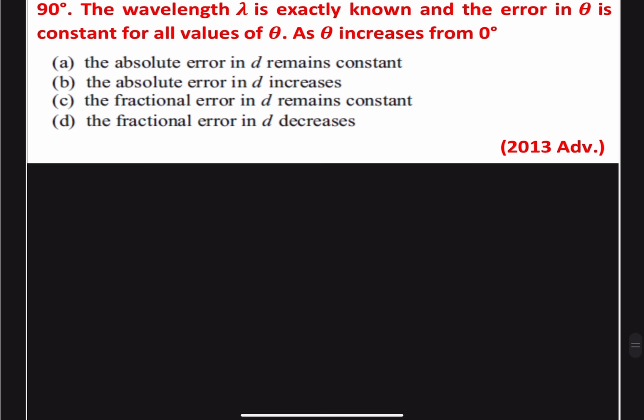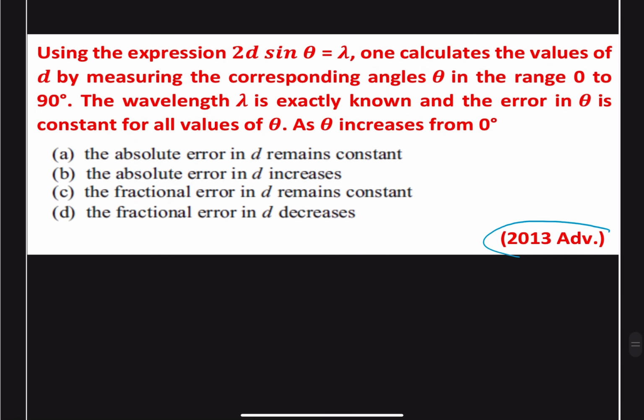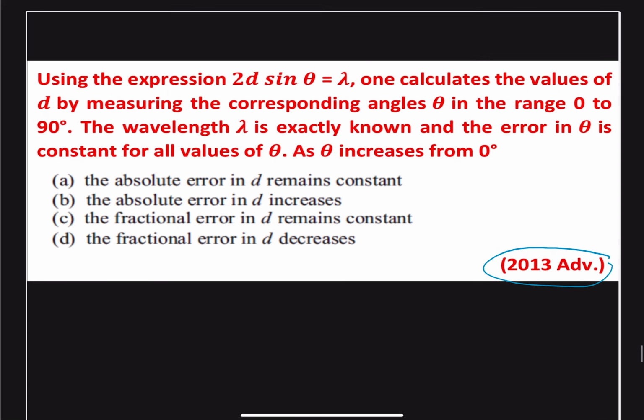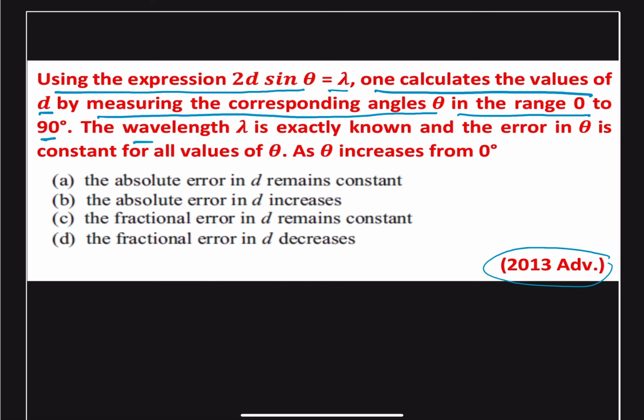Come to the next question. It was also asked in the year 2013 advance, and it states that using the expression 2d sine theta equal to lambda, one calculates the value of d by measuring the corresponding angle theta in the range of 0 to 90 degrees. The wavelength lambda is exactly known, and the error in theta is constant for all values of theta. As theta increases from 0 degrees, we have to find out what will be the absolute error, or we can say fractional error, in d.